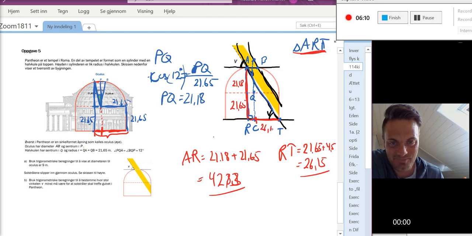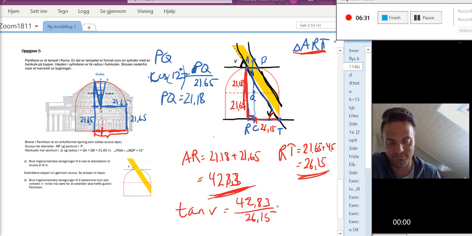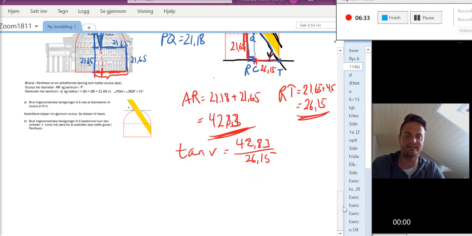This is 26.15. This side is 42.83, and it's a right angle triangle, and I want to find the angle V here. I know the opposite side, and I know the adjacent side, and I have to use tangent. I know the tangent of V is the opposite side, which is 42.83, divided by 26.15. And then I can solve this on the calculator. So I just call the angle x degrees like this. So I will find angle V here, the answer to the task.